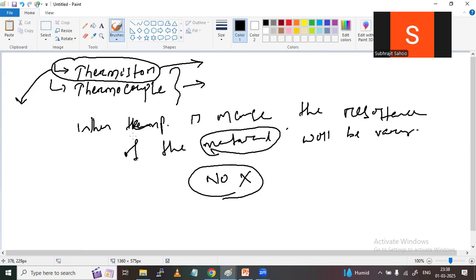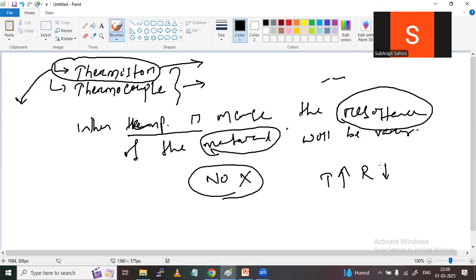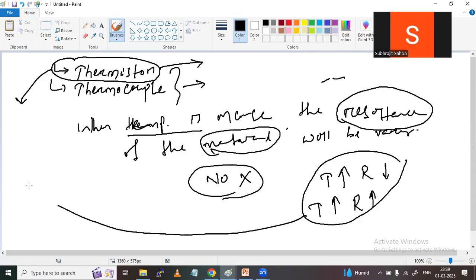The principle is very simple. Whenever temperature increases, the electrical property, the resistance of the material, will change, either increase or decrease. Some materials, when temperature increases, resistance decreases. That is called negative temperature coefficient. And some materials, when temperature increases, resistance also increases. That is called positive temperature coefficient. Those two concepts are used to construct this thermistor.